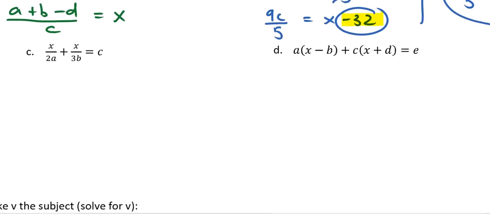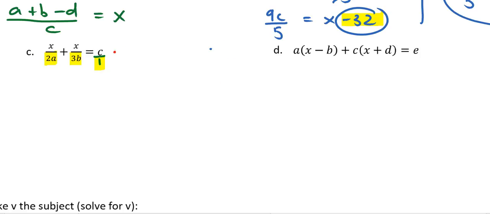Moving on to question number C. Now question number C is a little challenging because you have to look at your denominators here, and you have to ask yourself, what is the least common multiple for 2a, 3b, and 1? A very quick way to find the LCM for a question like this, and actually to find a common multiple for any of these fraction problems, is you just take the denominators and multiply them together. So that will be 6ab. So that means I need to times everything by 6ab.